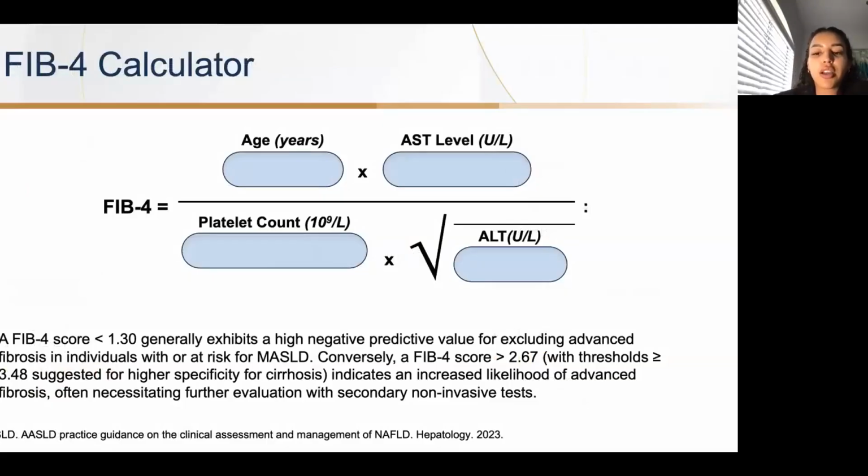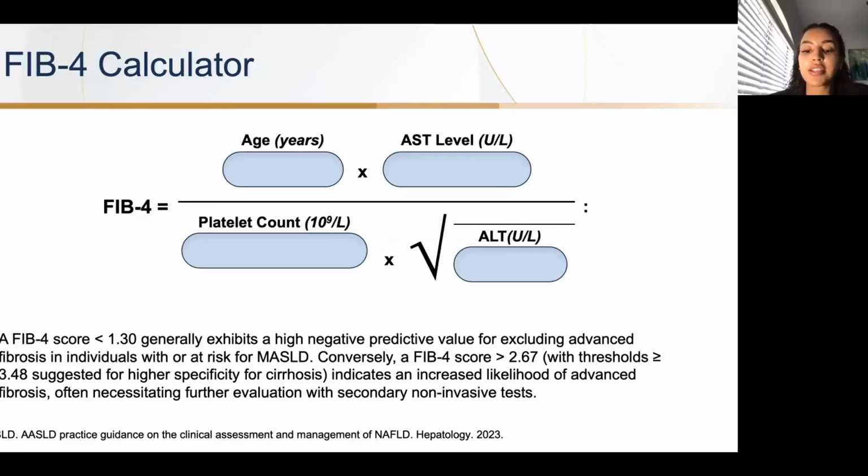So the first calculator that we'll talk about is the FIB4. The FIB4 is really great because it is a straightforward, easy technique to evaluate for fibrosis. So really all you need is the patient's age, a hepatic function, and a CBC. So we use their age, AST, ALT, and their platelet count to calculate risk or to stratify risk for fibrosis in these patients. So generally, if they have a score that's less than 1.3, we can feel pretty confident that this patient does not have advanced fibrosis.